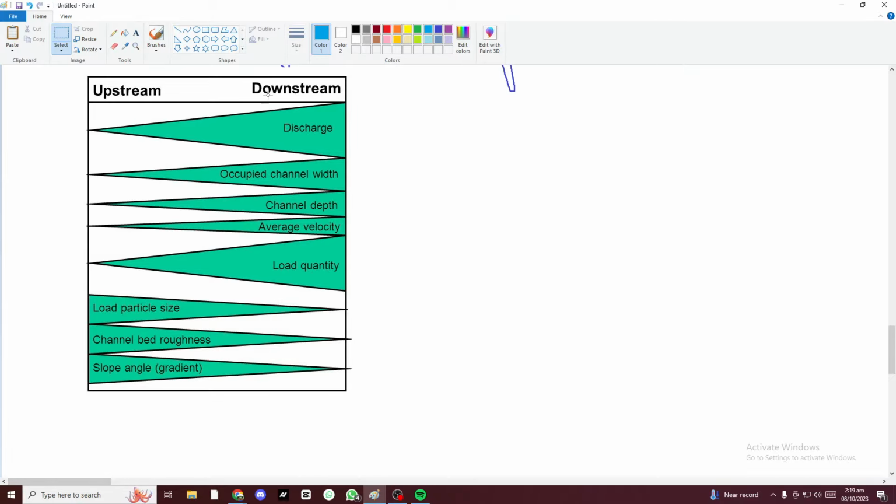So the Bradshaw model just shows how a river's characteristics change as it goes downstream. Okay, so the Bradshaw model can be split up into three sections. These sections are upper course, middle course, and lower course.